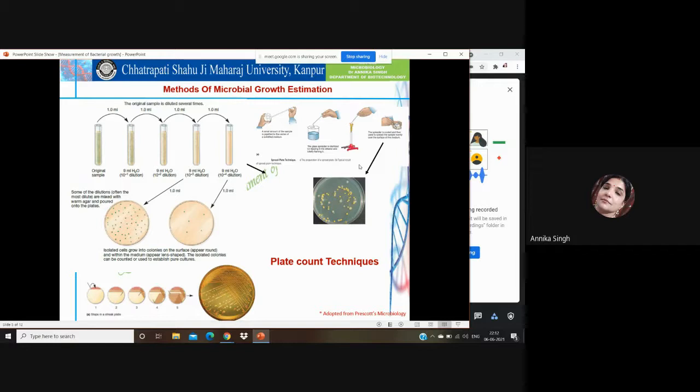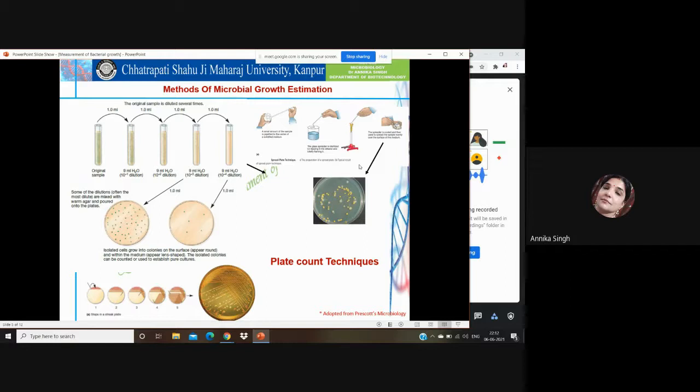So the results are expressed in terms of colony forming units, and these colony forming units mean the viable cells which are able to reproduce, or able to produce a colony. So this is how this direct method of viable cell count can be done.